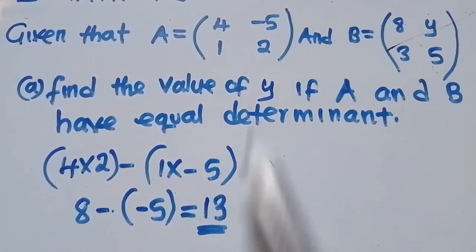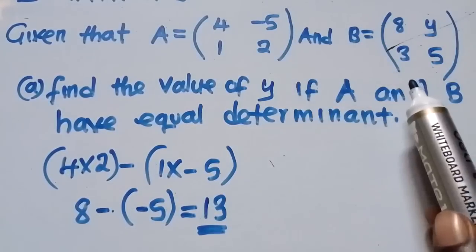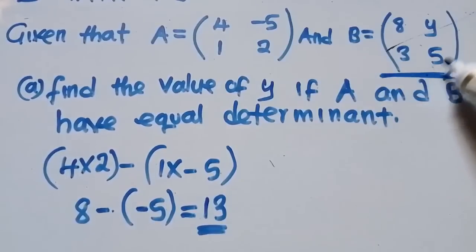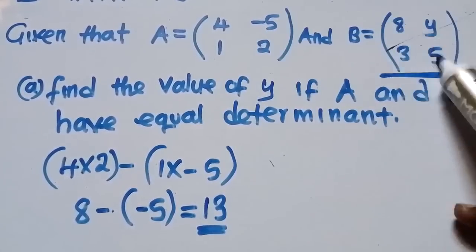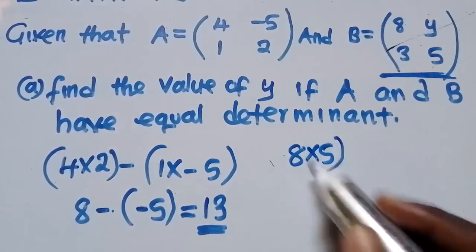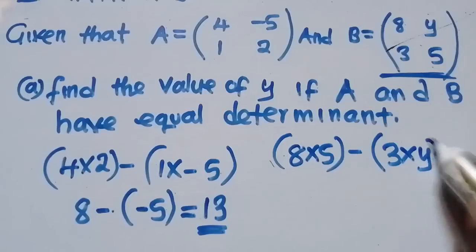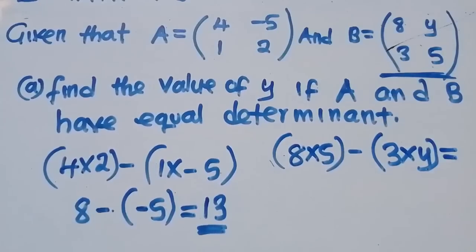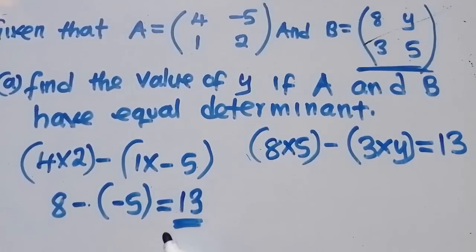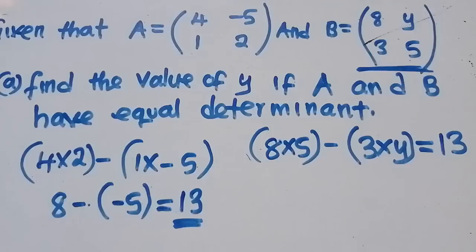This is the determinant that you are going to use even for that one. These two have the same determinants. So for this one, the major diagonal is this one. You are going to say 8 times 5, then minus 3 times y, the minor diagonal, which is equal to the determinant. The determinant is 13, because these two have the same determinants. So this is what you need to do.